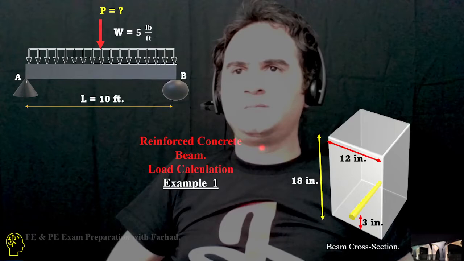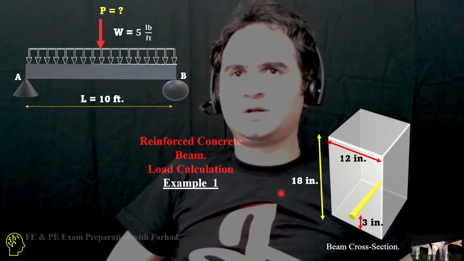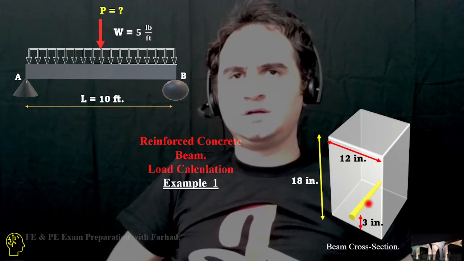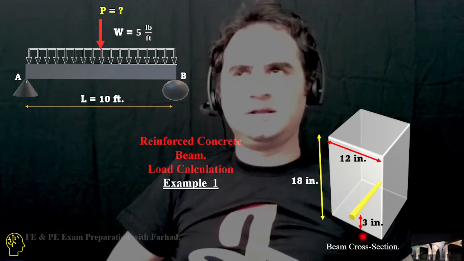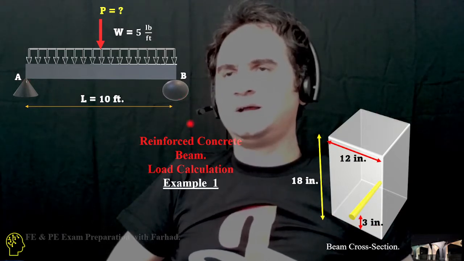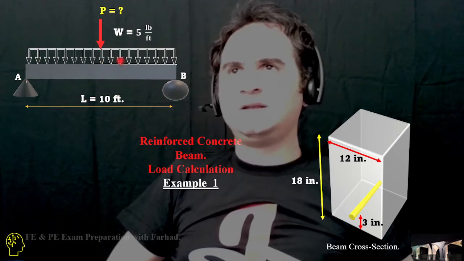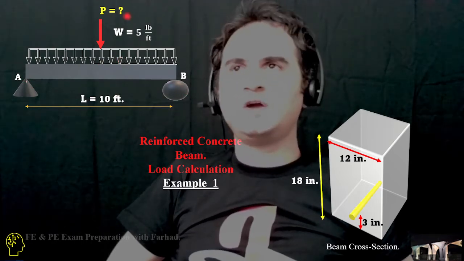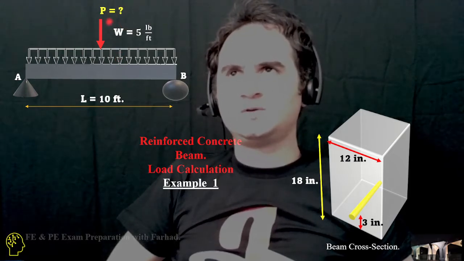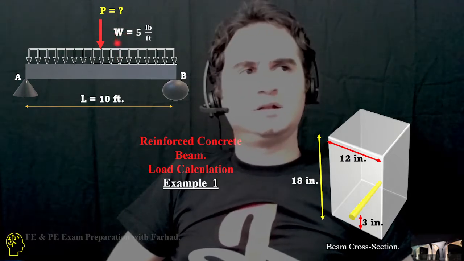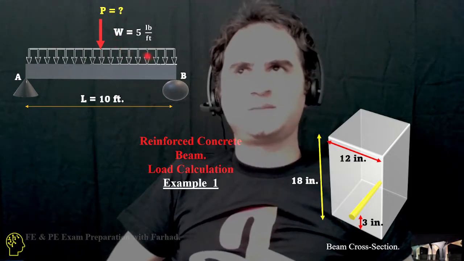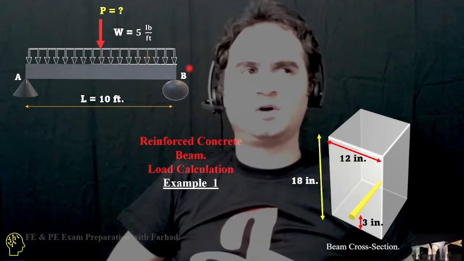Reinforced concrete beam load calculation, example 1. In this example, we have a rectangular cross section with a tensile rebar at the bottom. It is a simply supported beam with a span length of 10 feet, handling a concentrated live load at its center, which is the force we are looking for, and a uniformly distributed dead load over the span of 5 pounds per foot.